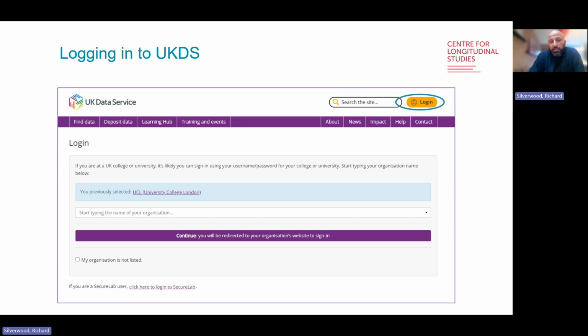You select your organization in the box here, and I think this includes government departments and other organizations too, and that will allow you to log in in a straightforward way. If your organization's not there, then you need to add in a few details as part of the registration process, but it's still relatively straightforward.